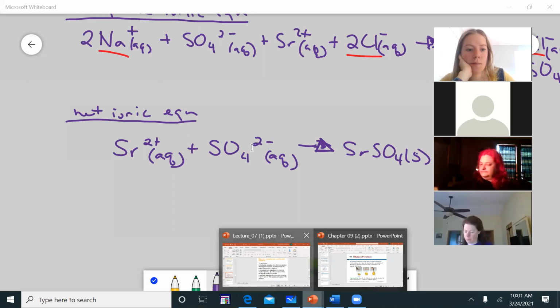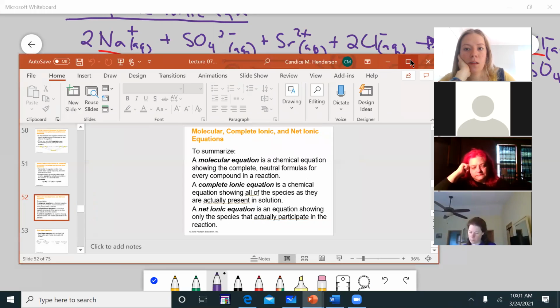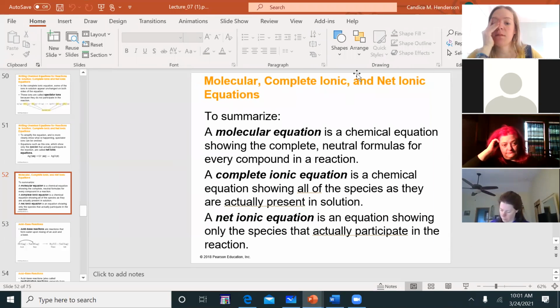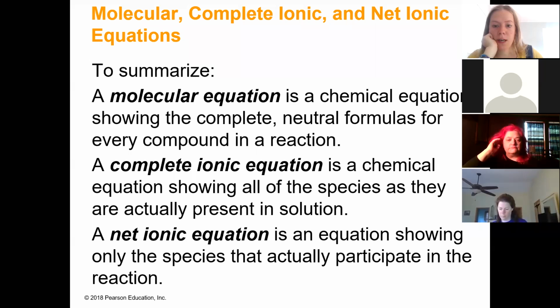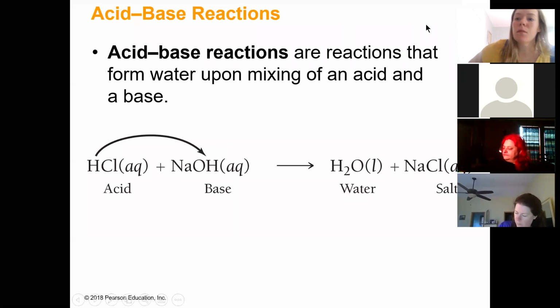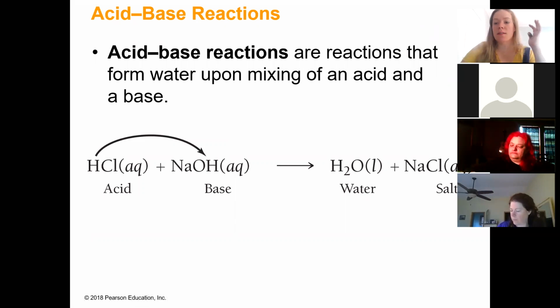Okay, so you definitely are going to want to be able to do those 3 for your precipitate reactions. Let's look at some other types of reactions. So the next one is an acid and base reaction. Precipitate reaction, we get something aqueous and something aqueous, and we get a solid that comes out of it.